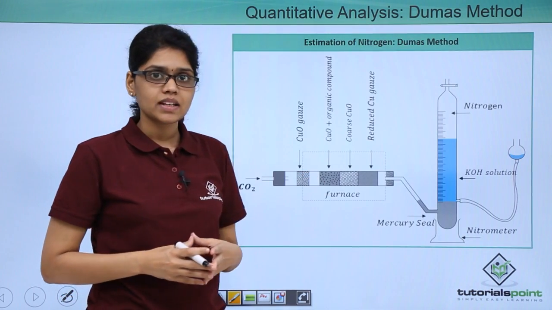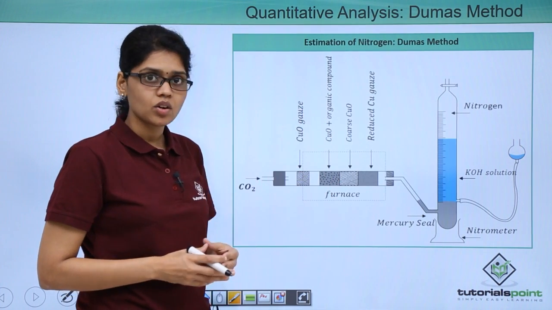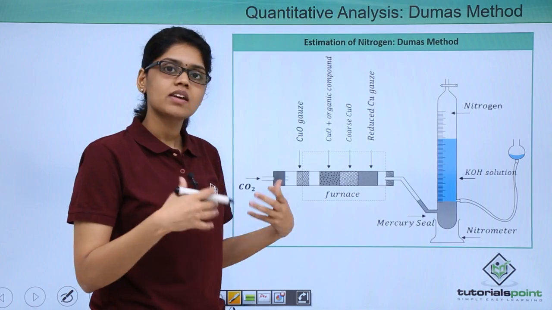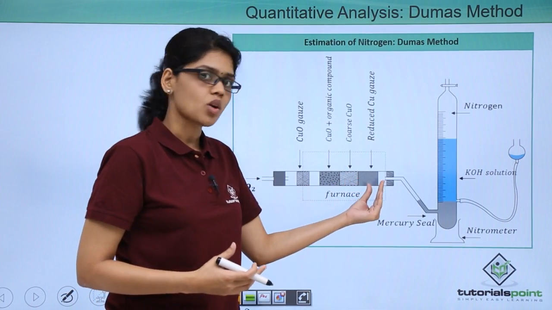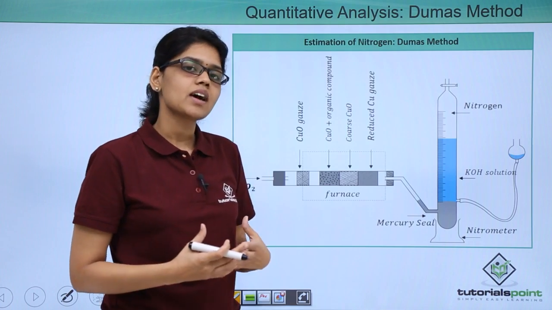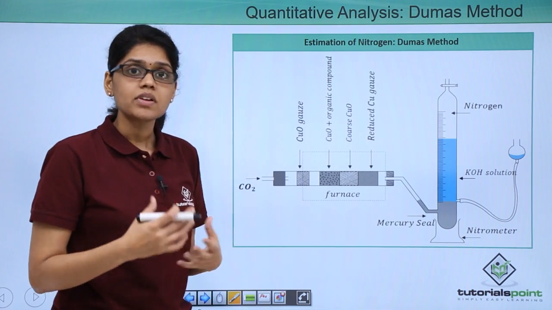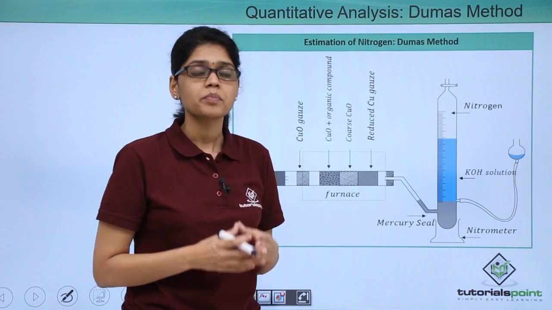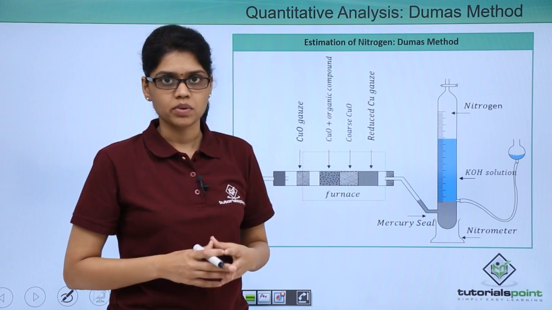That would look something like this, as you can see here. Here we have our copper oxide and an organic compound which is heated in this furnace, and we can see that any traces of nitrogen oxides formed are also passed over the reduced copper gauze, such that finally we have a mixture of carbon dioxide, water and nitrogen. The carbon dioxide and water are absorbed by the KOH solution, such that we can collect the nitrogen in the upper part of the graduated tube here.